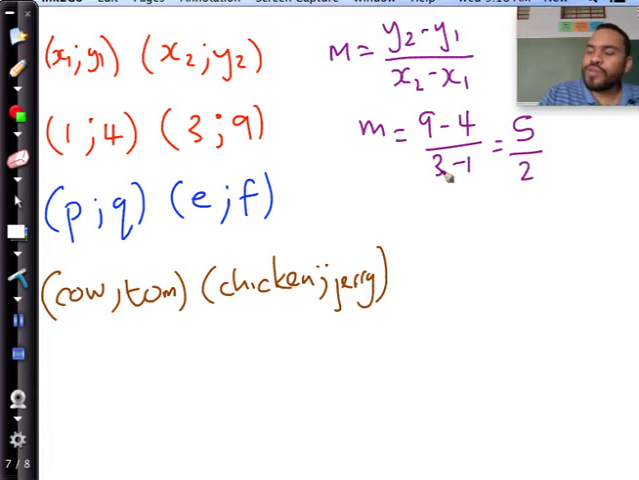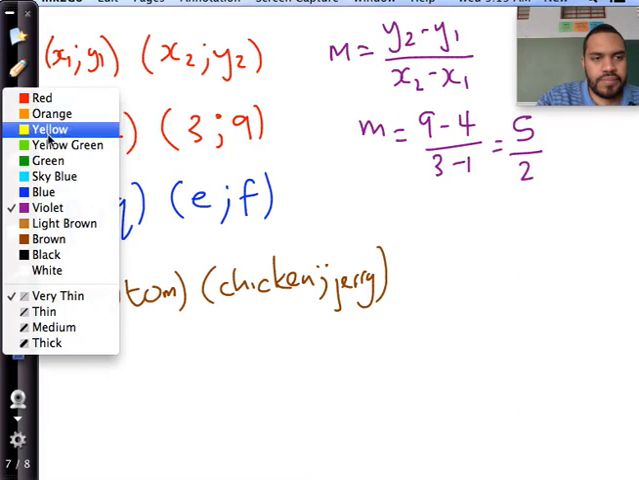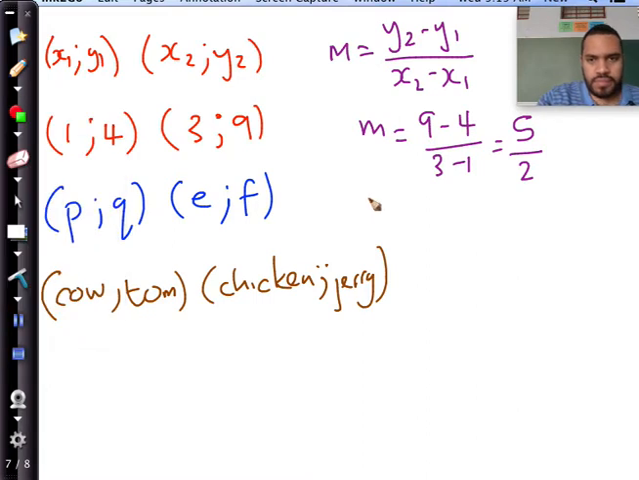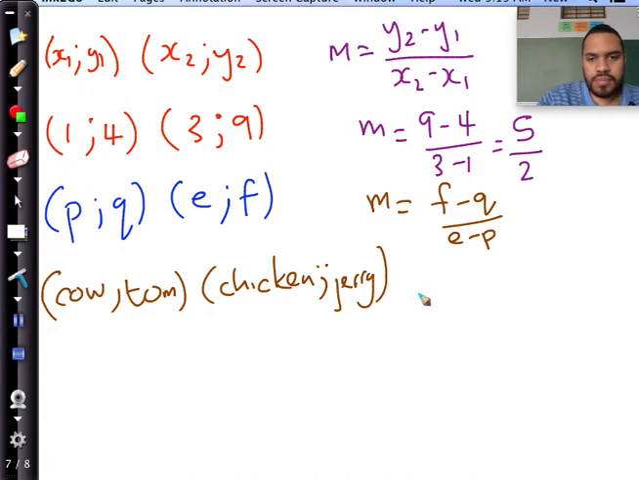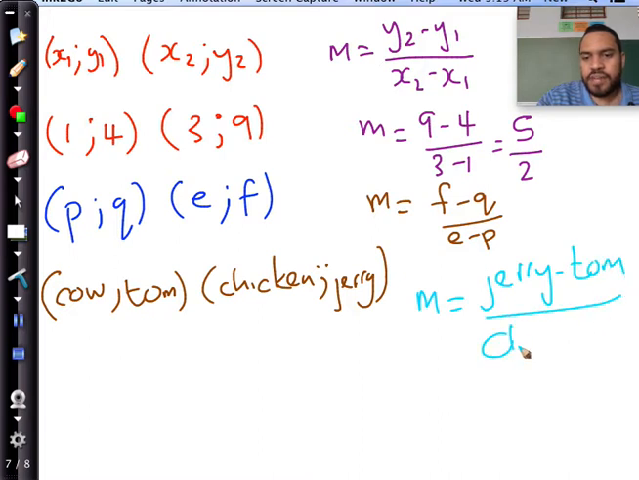So for every 2 units that you displace in x, you will displace 5 units in y. You see that? So if you're running 1 in the x, you will rise 2.5 on the y. What's the next one quickly? F minus q over e minus p. Very good. Okay, the next one? Chicken minus cow over chicken minus cow.